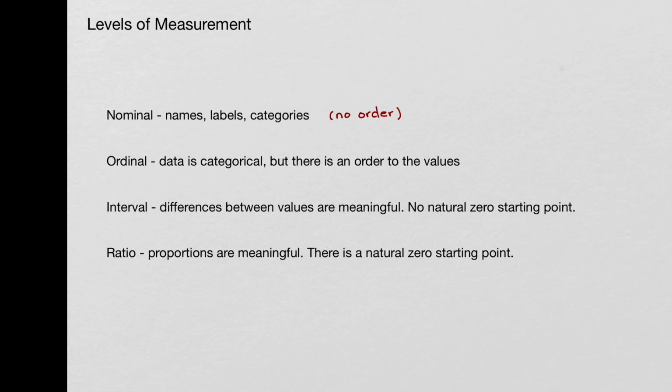Names, labels, and categories. Ordinal, data is still categorical, but there is an order to the values. We just don't have differences between values being meaningful. So these are both categorical variables. And then we go on to interval and ratio. And these are both quantitative variables.